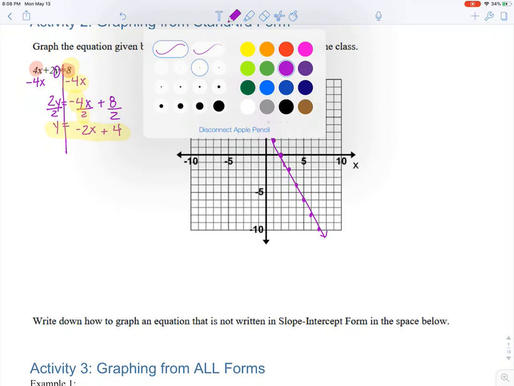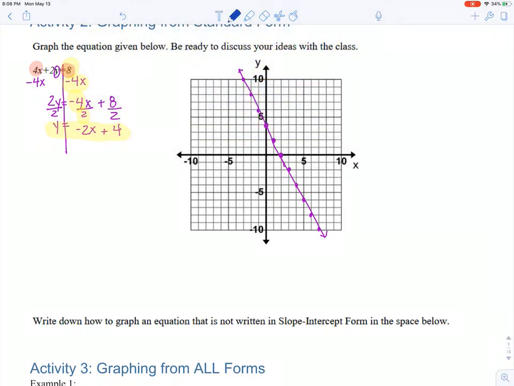Okay, so first things first, we need to convert the equation to slope-intercept form. And then graph our equation.